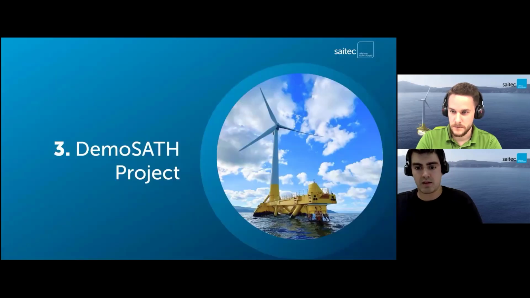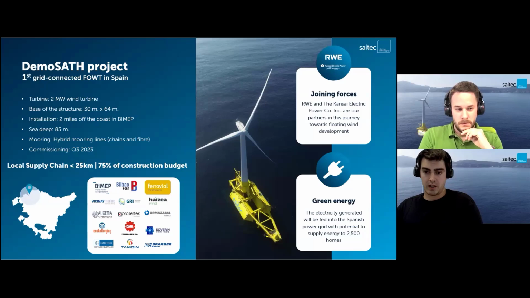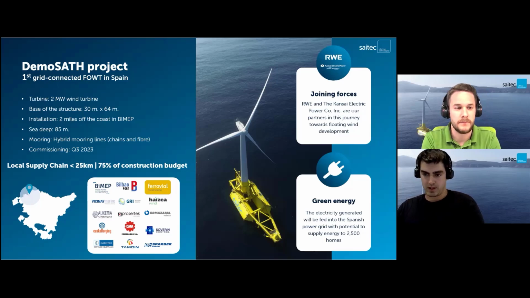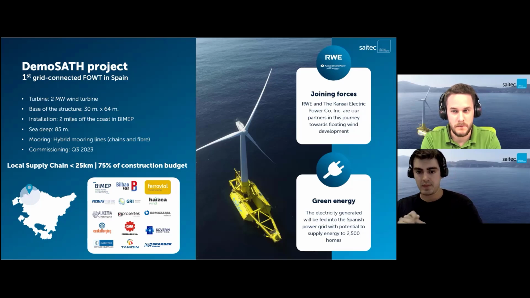So DemoSATH is a pilot project in which RWE, Kansai Electric Power, and Saitec Offshore have deployed a floating offshore wind turbine on the coast of the Basque Country. The prototype is equipped with a 2 megawatt turbine, which has a rotor diameter of 82 meters. And the platform has a length of 64 meters and a beam of 30 meters.